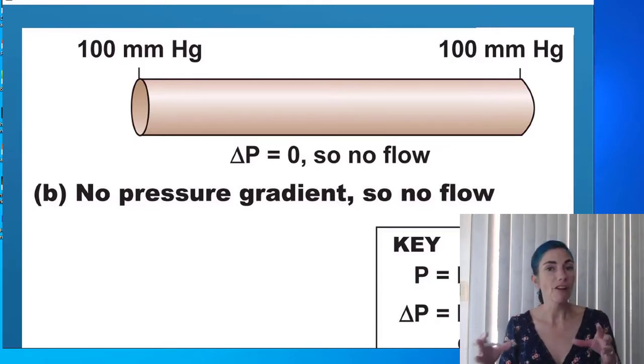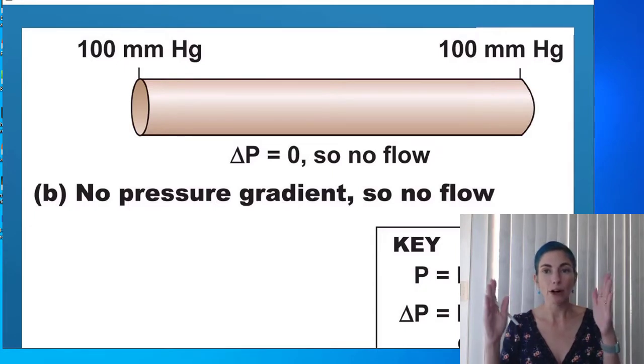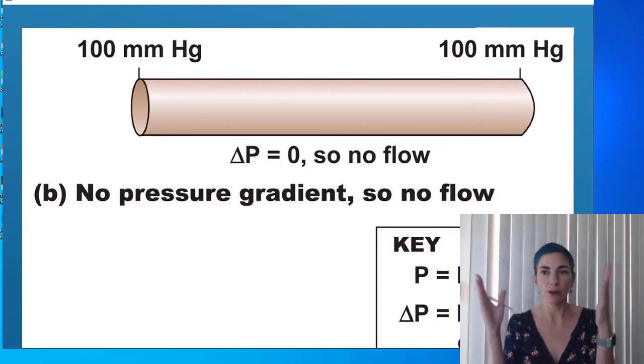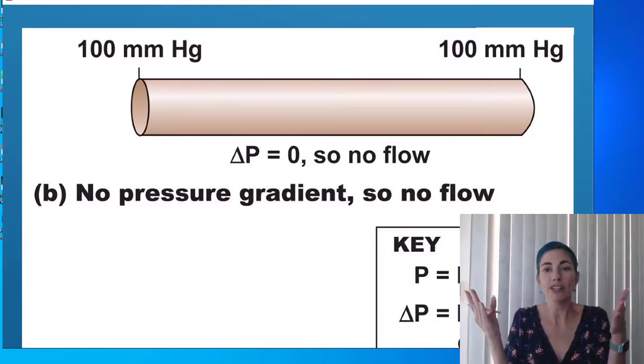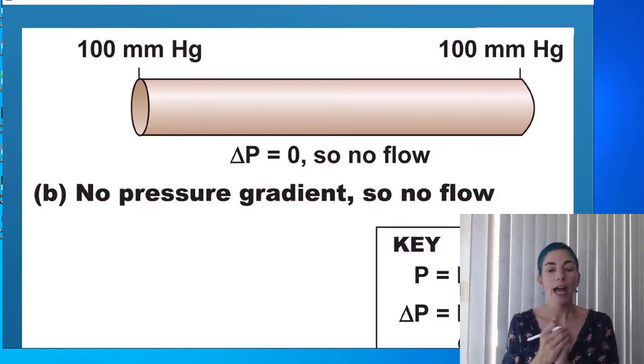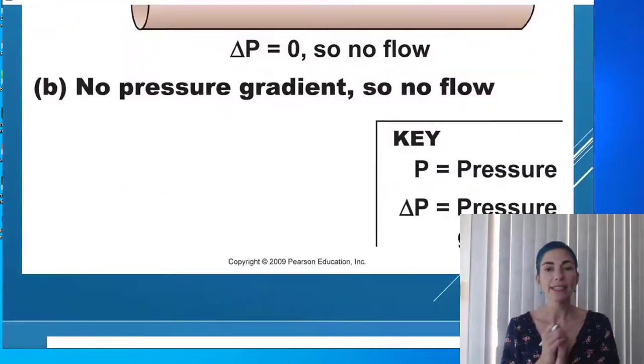So even though there's a lot of pressure, because the numbers are equal on each side, no one side is pushing harder than the other, so fluid just stays there stuck under a lot of pressure. There is no directional flow of fluid. However, let's take a look at this example.